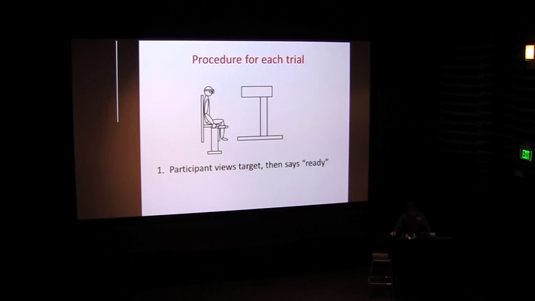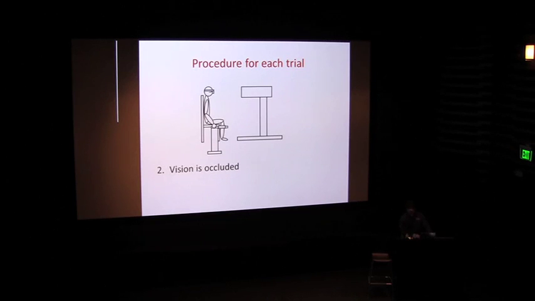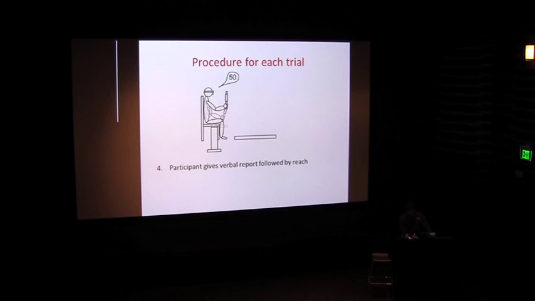So what was the procedure for each trial? Participants viewed a target and then said, yes, I'm ready to make a perceptual judgment. Then the vision was occluded in the immersive virtual environment condition. The experimenter hit a key press on the simulation keyboard. Vision was removed from the head-mounted display. In the real-world condition, participants were asked to close their eyes. And then the target was swung out of the way. Participants then gave a verbal report in this intrinsic unit of maximum arm reach. It's about 50% of my maximum arm reach or 60% of my maximum arm reach, followed by physical reach.